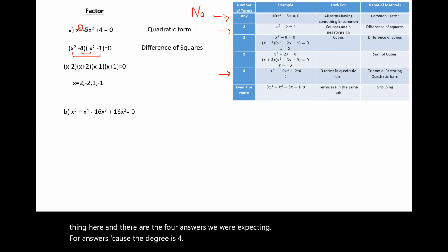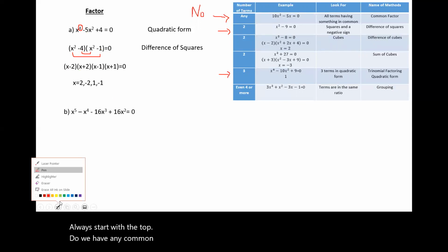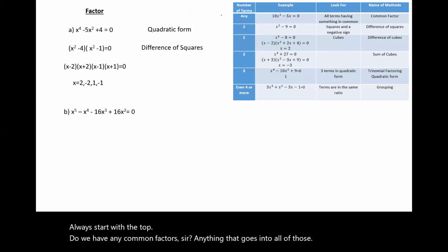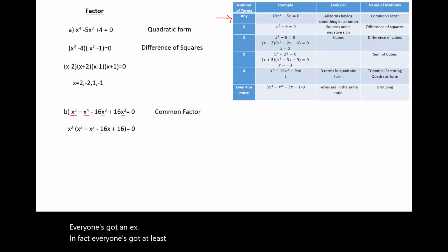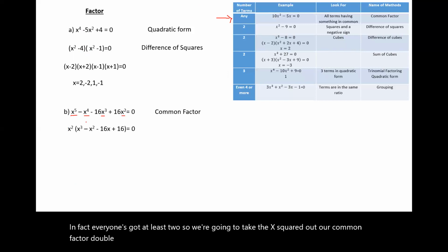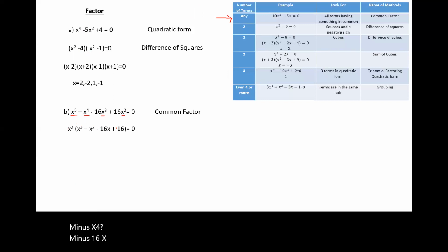Let's try another one. Always start with the top. Do we have any common factors? Is there anything that goes into all of those? I think the answer is yes. Everyone's got an x. In fact, everyone's got at least 2. So we're going to take the x squared out. That's our common factor. Double check: x to the 5th minus x to the 4th minus 16x cubed plus 16x squared. All right, we've done the common factor.